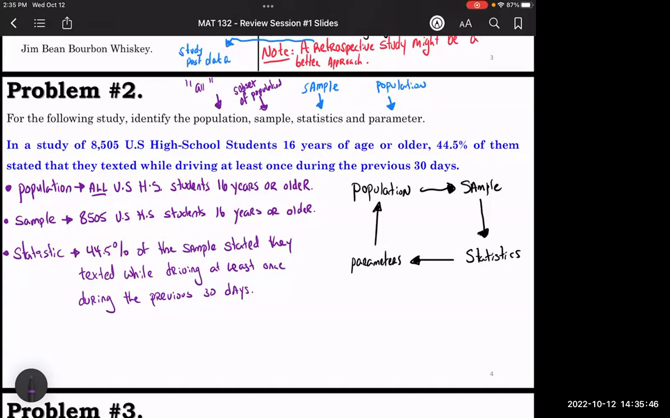Now, we got our statistic. Now let's see if we have a parameter. In this problem, did it give us a parameter? Did it give us any numerical value or any information that describes the population? Just at all. Say it again. Just at all. It just said all.